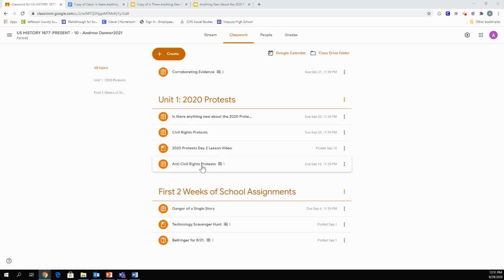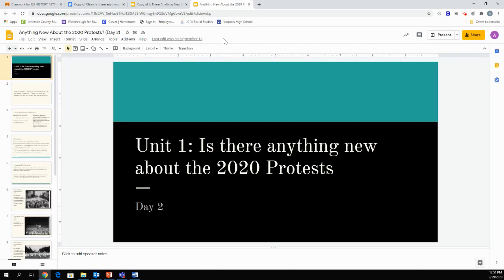And so there's 3 assignments. There's the anti-civil rights protest assignment. There was a Venn diagram in there to do. There's the civil rights protest assignment, another Venn diagram, and then there's writing a claim answering the question, is there anything new about the 2020 protests? So I'm going to just walk you through all 3 of those assignments very briefly, and then hopefully this will help some people who are struggling.